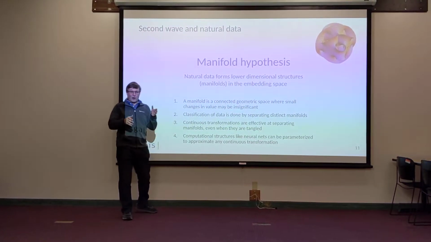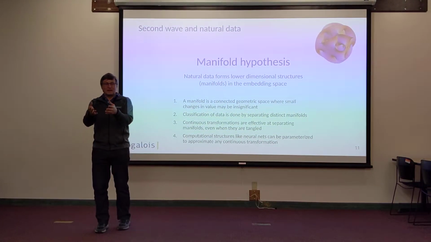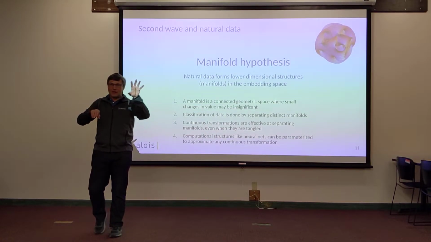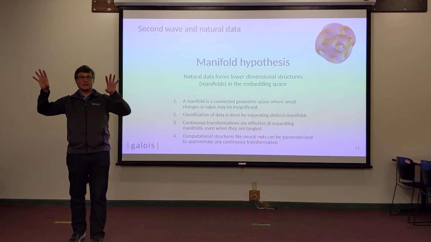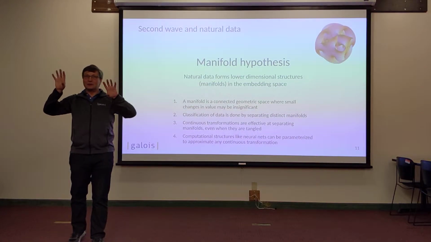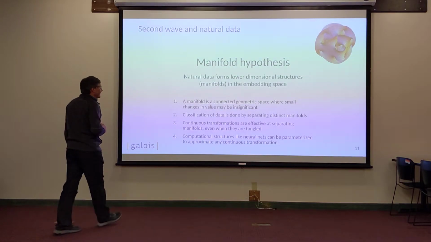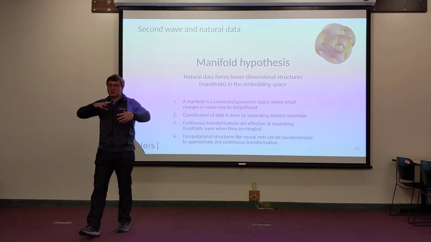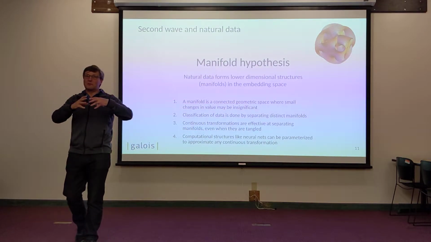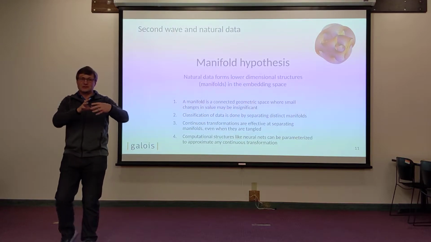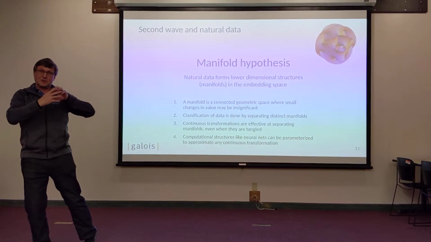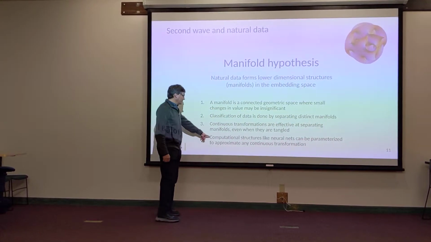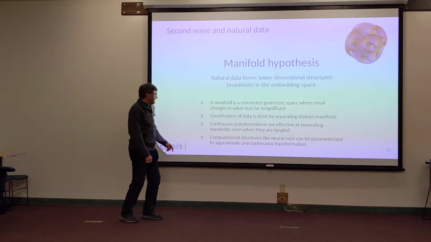Classification of data, whether it's my face or Naomi's face, will be done by separating the manifolds of the images that are my face and the images that are Naomi's face. So that's how it will tell whose face something is. The way that we separate them, we're going to do what are called continuous transformations. We're going to apply continuous functions that stretch this space, that squash this space in interesting ways. And then a computational structure like a neural net can do this.